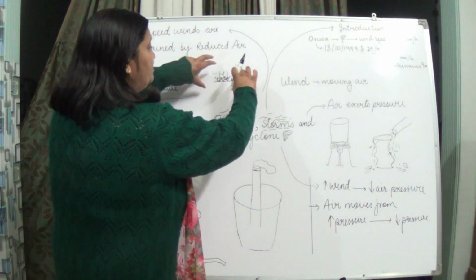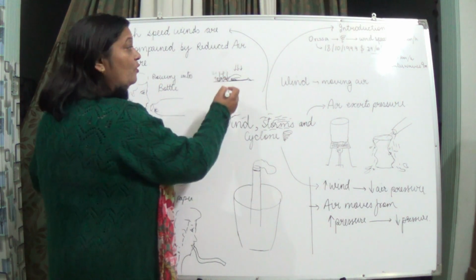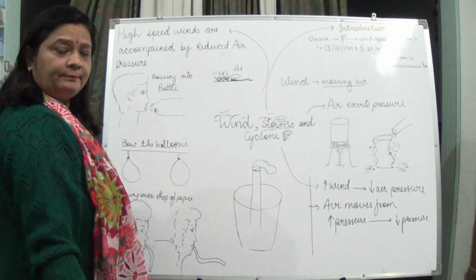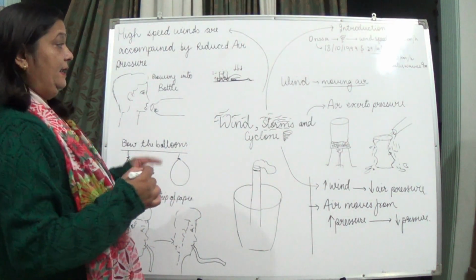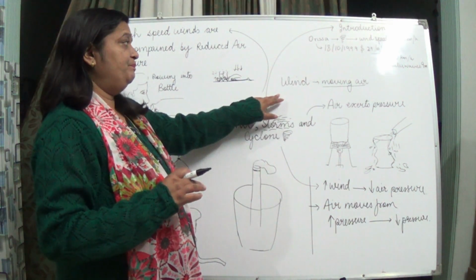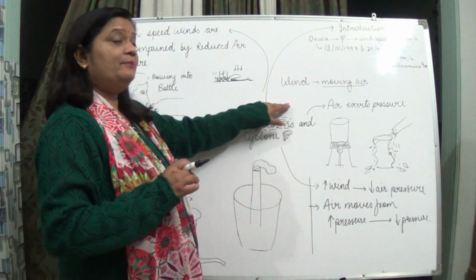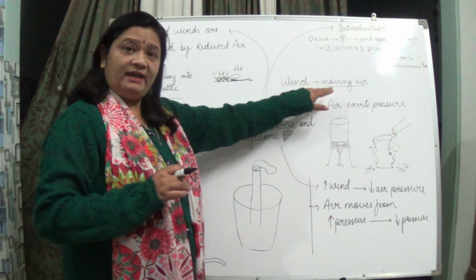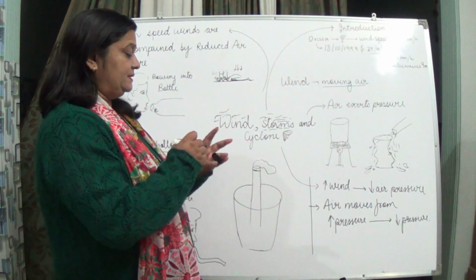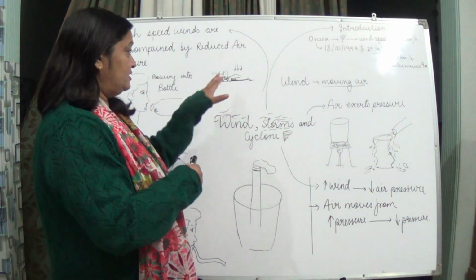So here we are seeing that the air has started moving, isn't it? So the moving air is known as wind. When the air is moving, it is called wind, and this exerts pressure. So wind is basically air only, but it is the moving air. This wind is created due to the moving of air.